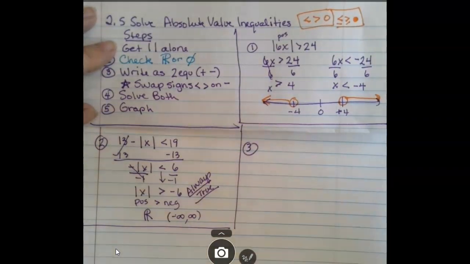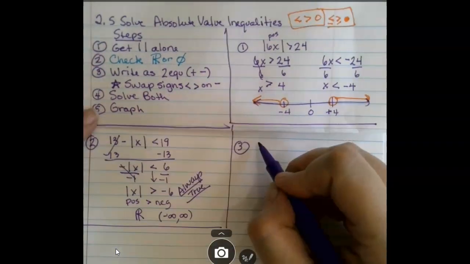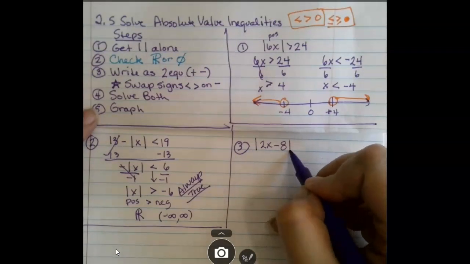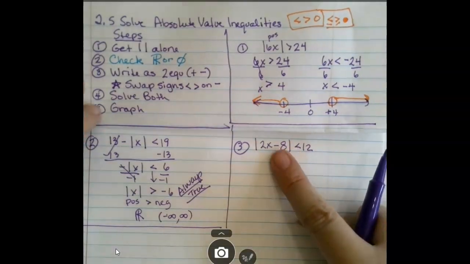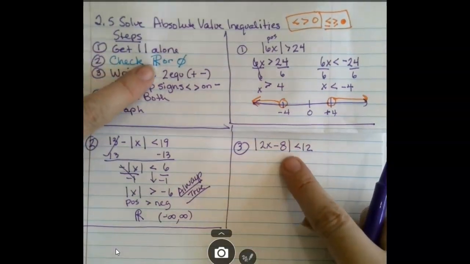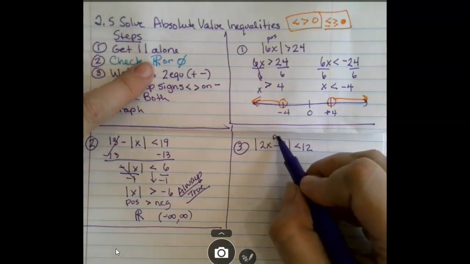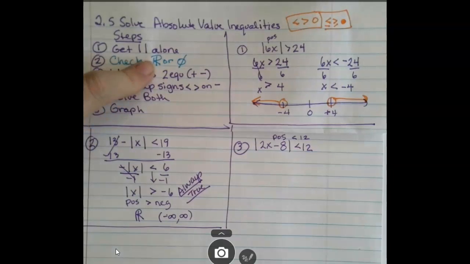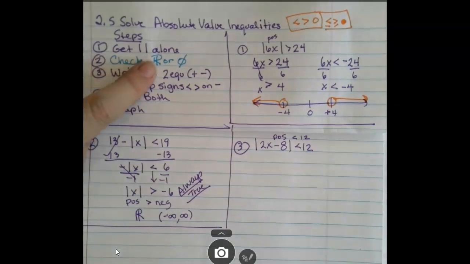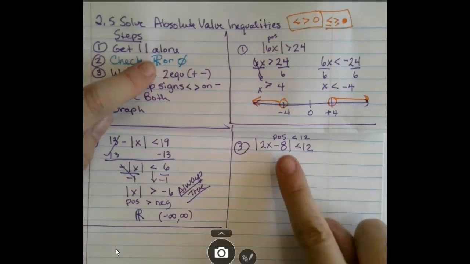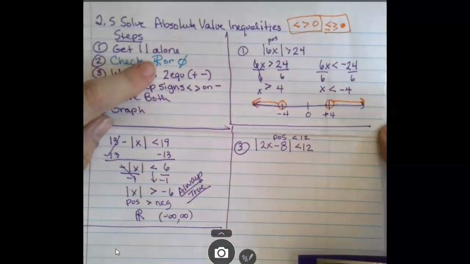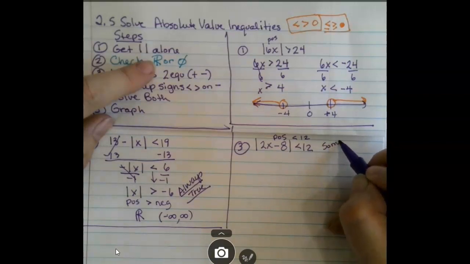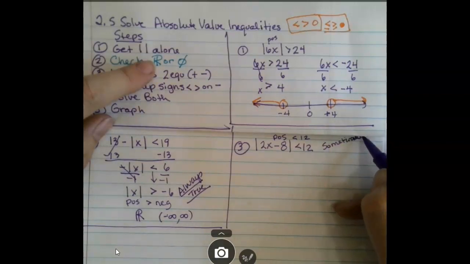Number 3. All right, I've got the absolute value alone. I'm going to check if it's all real or no solution. This is a positive is less than 12. Are positive numbers always less than 12? Well, no, like 13 is a positive number, 14. Those aren't true. So sometimes it is and sometimes it's not. So I have to work it out. So anytime it's sometimes, you have to work it out.